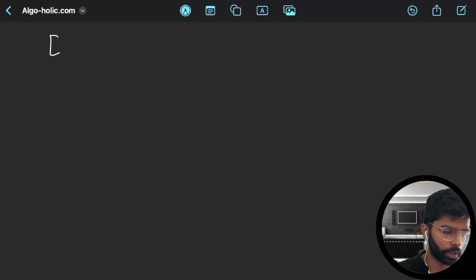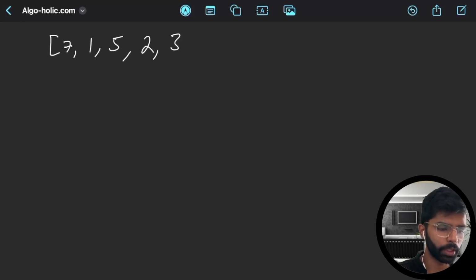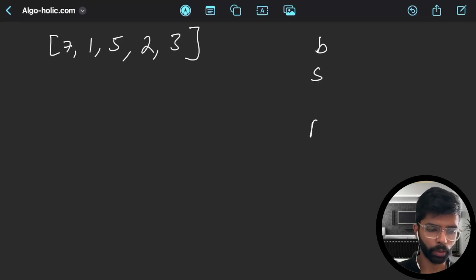So what is the brute force solution to this? Well, we have two unknowns, the day we buy the stock and the day we sell the stock. So we can just have two loops trying to find out what those unknowns are. So let's say we have 7, 1, 5, 2, and 3. So we have B, which is going to be the day we buy the stock, and S, which is going to be the day we sell the stock, and a variable P trying to find out the current profit.